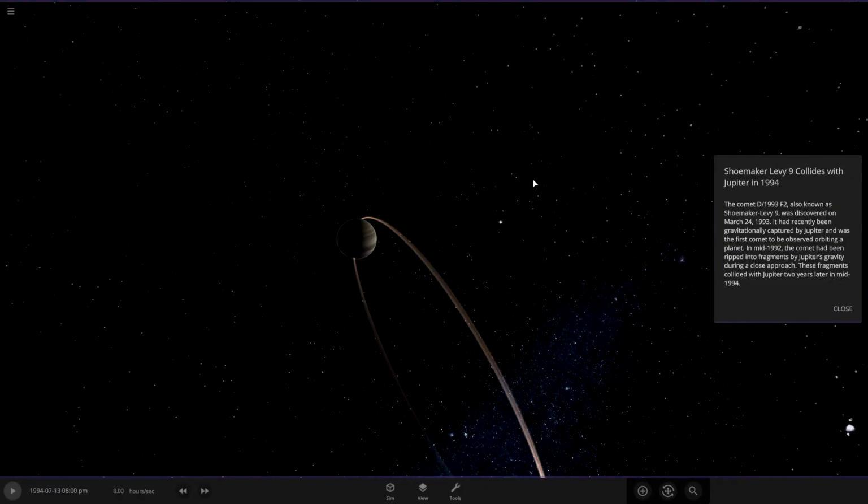Shoemaker-Levy 9 collides with Jupiter in 1994. The comet D/1993 F2, also known as Shoemaker-Levy 9, was discovered on March 24, 1993, and had recently been gravitationally captured by Jupiter and was the first comet to be observed orbiting a planet. In mid-1992, the comet had been ripped into fragments by Jupiter's gravity during a close approach. These fragments will collide with Jupiter 2 years later in mid-1994.